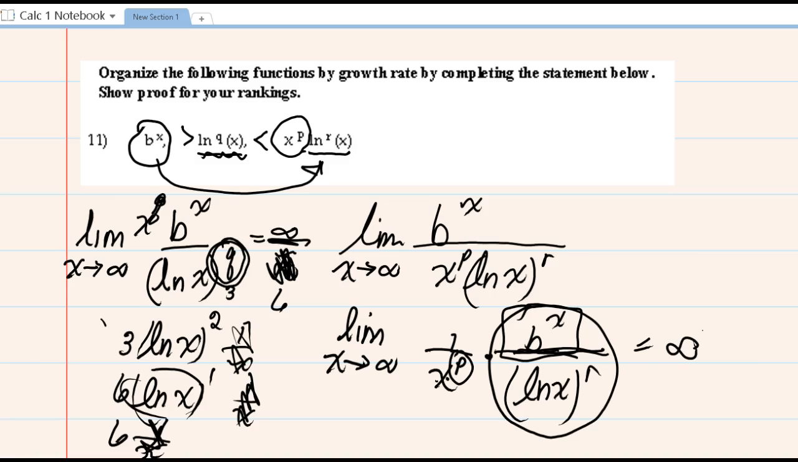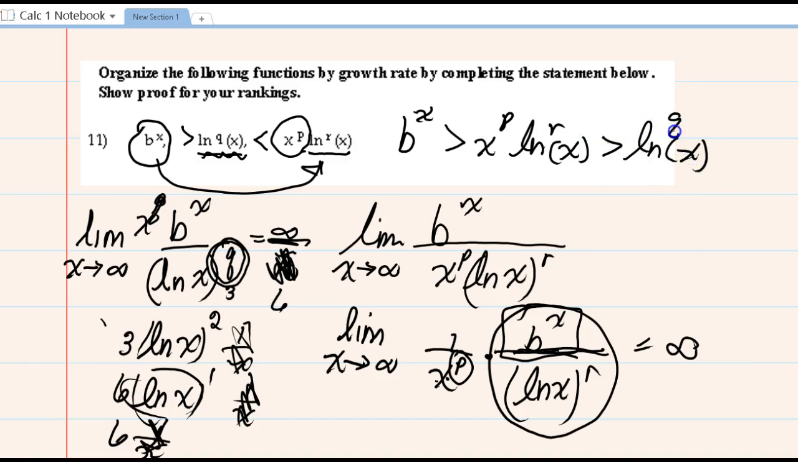So the order of growth rate is that b to the x is faster than x to the p times the natural log of x to the r, and that is faster than the natural log of x to the q power. And that concludes this video.